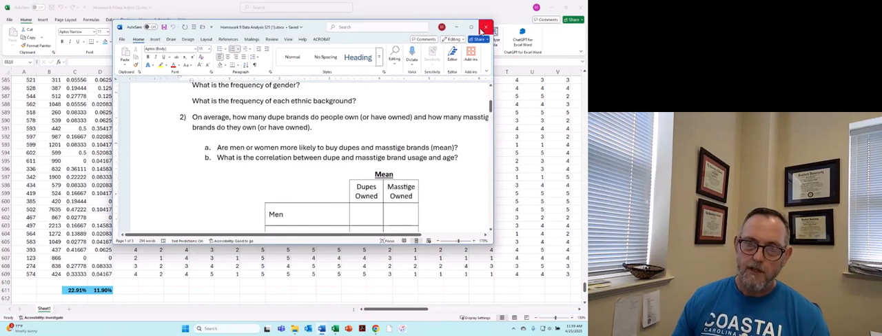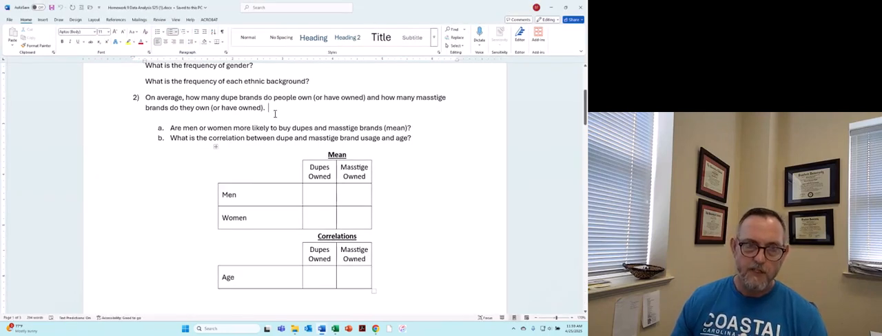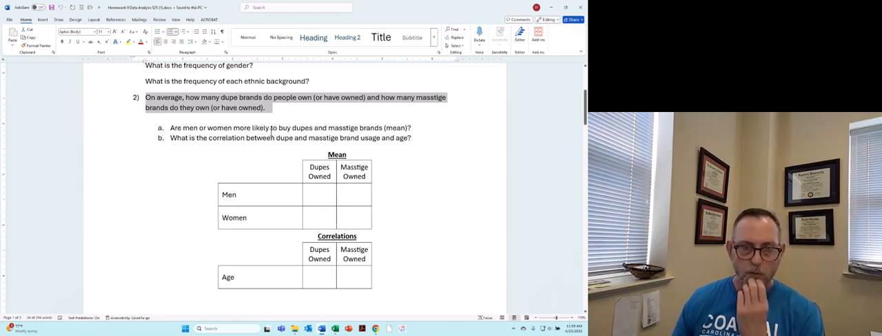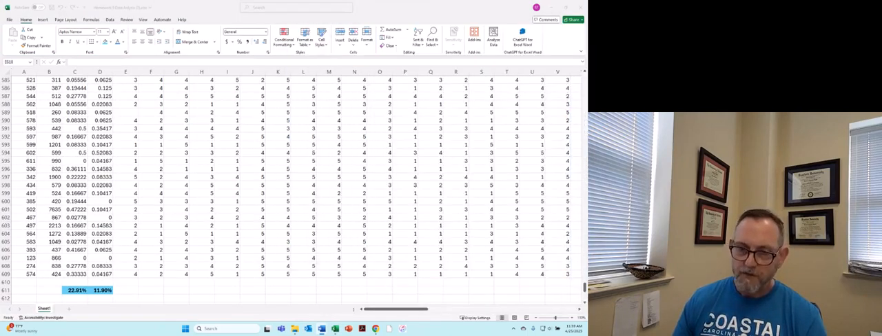So the question here, though, goes a little deeper. We answered this first part of the question. Are men more likely to buy dupes and prestige brands as opposed to women, or women as opposed to men? Which of the two are more likely to buy these things? For this particular question, this is kind of like an ANOVA, really just a mean comparison, and it would really be an ANOVA thing that we would do.